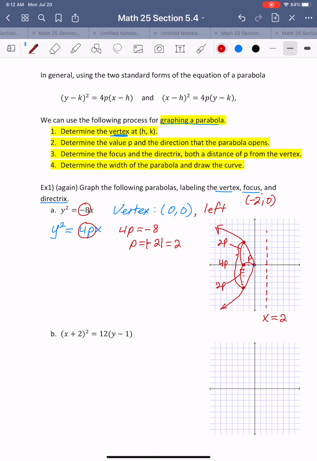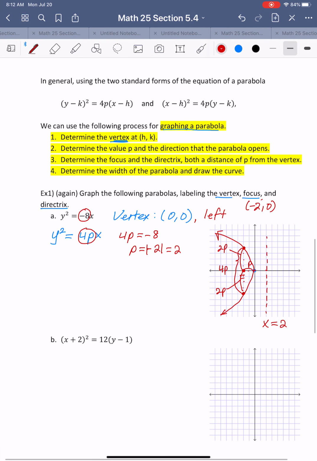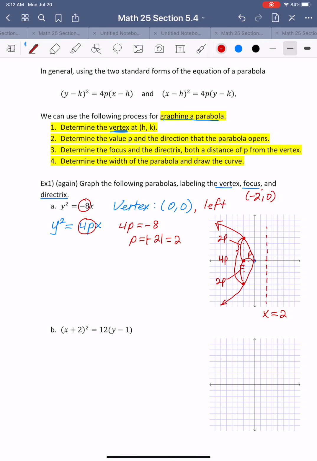All right, next one. Okay, so this is x squared, so it's going to open up, right? So the vertex is (-2, 1) and it goes up. And then we need to find the p. So you need to take the number that you see, which is 12, okay? So you can just set up 4p equals 12. So p is actually 3.